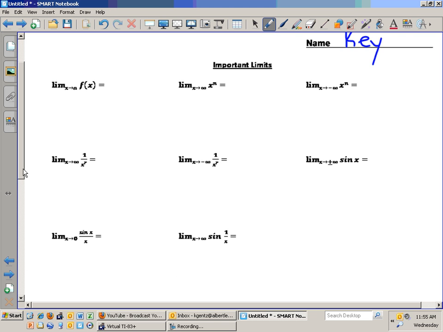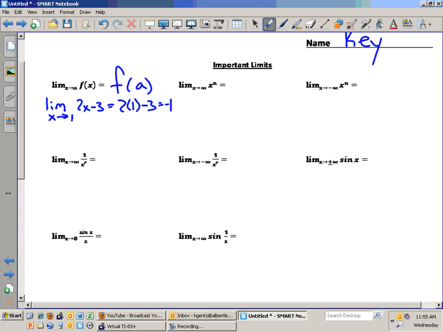And the first one is this. The limit as x approaches a of f of x is simply equal to, in most situations, f of a. If you remember, if you had, say, the limit as x approaches 1 of 2x minus 3, you would simply plug 1 into that function, and you would get 2 times 1 minus 3, which is negative 1, and that would be your answer. Okay? So that's how we used to be able to identify limits.